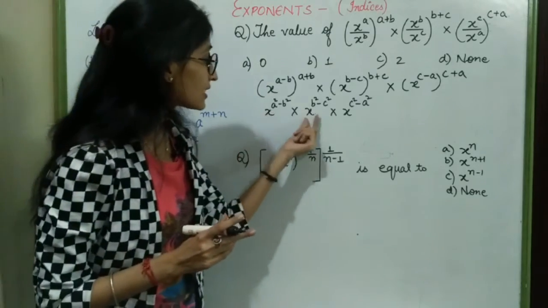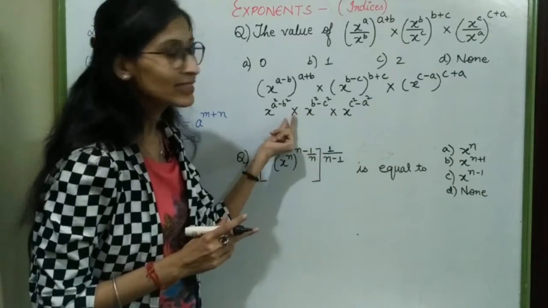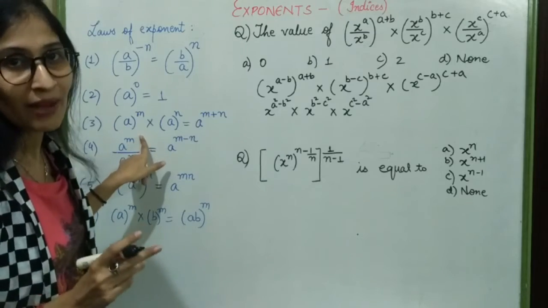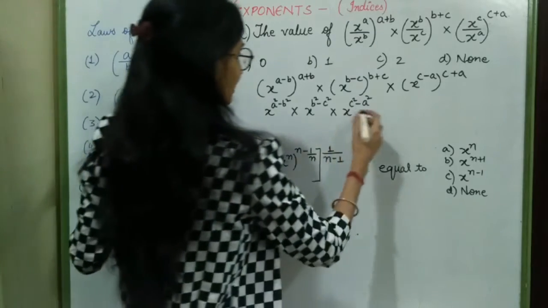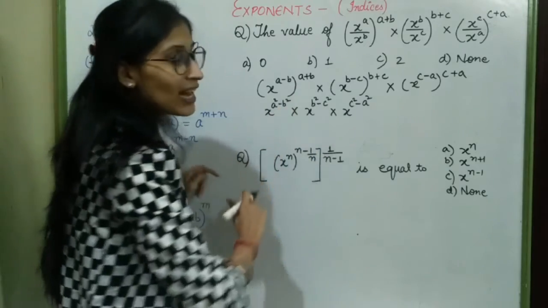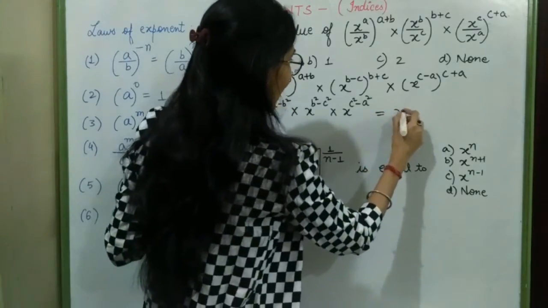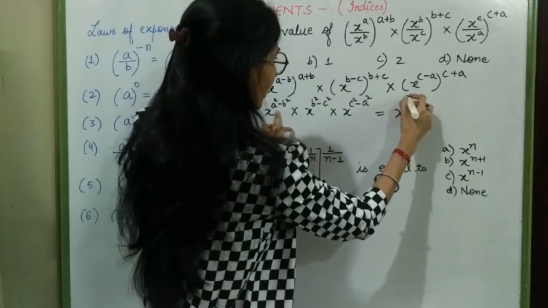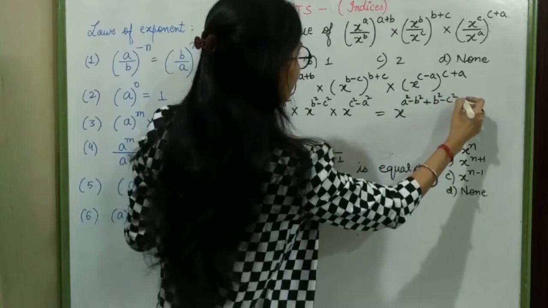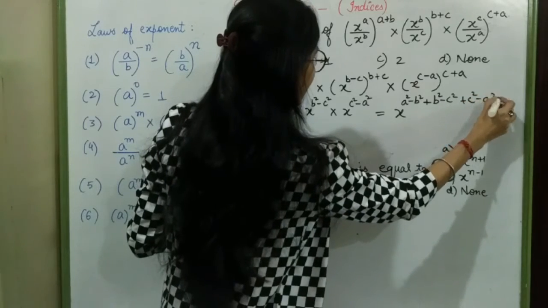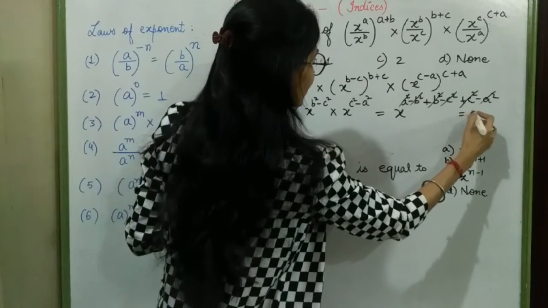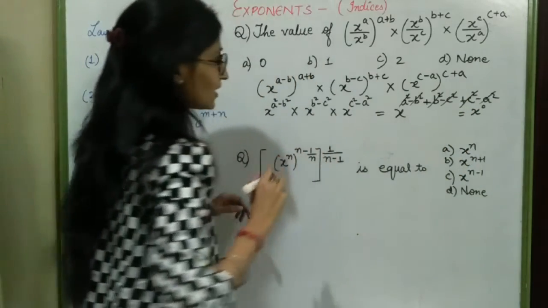Now the base is same and in between the sign is of multiplication. I am now going to use my rule number 3. When the base is same and the sign is of multiplication, the powers are added. So let's add these powers. a square minus b square plus b square minus c square plus c square minus a square. Cancel out, cancel out, cancel out. So my answer is x raised to power 0.